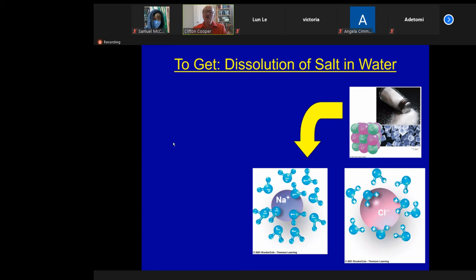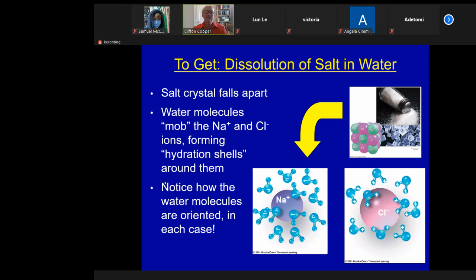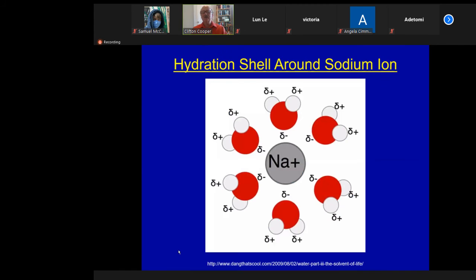So water is good at dissolving stuff. Water is a really good solvent. That's one of the key aspects of it. The salt crystal falls apart, and each of the ions gets mauled by water molecules. And again, just notice the water molecules face in opposite directions. So with the sodium, this is what we're getting.